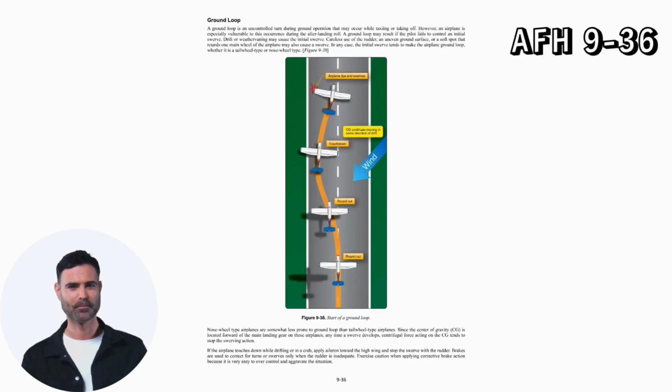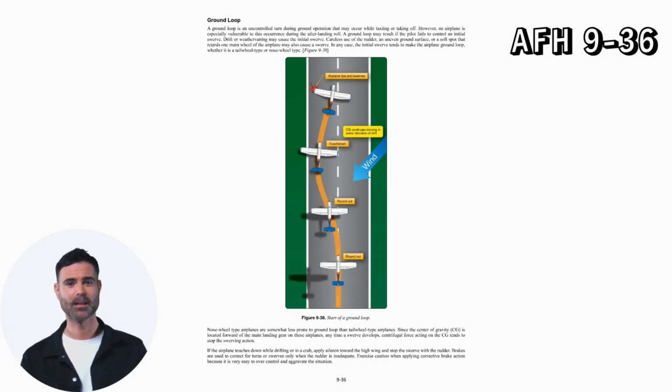Ground loop. A ground loop is an uncontrolled turn during ground operation that may occur while taxiing or taking off. However, an airplane is especially vulnerable to this occurrence during the after landing roll. A ground loop may result if the pilot fails to control an initial swerve. Drift or weather vaning may cause the initial swerve. Careless use of the rudder, an uneven ground surface, or a soft spot that retards one main wheel of the airplane may also cause a swerve.